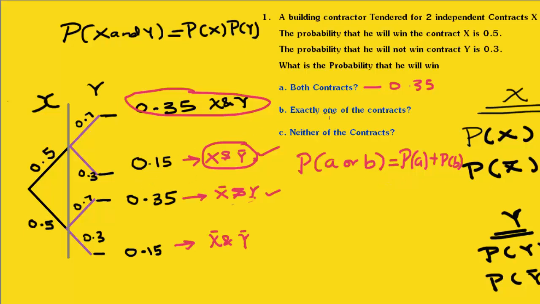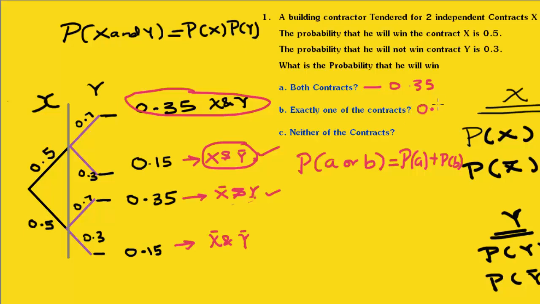So the answer to B is 0.15 plus 0.35, because you're saying this outcome or this outcome, i.e. this is an outcome where he just wins one contract, and this is another outcome where he wins one contract. So it's either this case or this case, because these are the only two possible cases. So 0.15 plus 0.35 gives you 0.5.